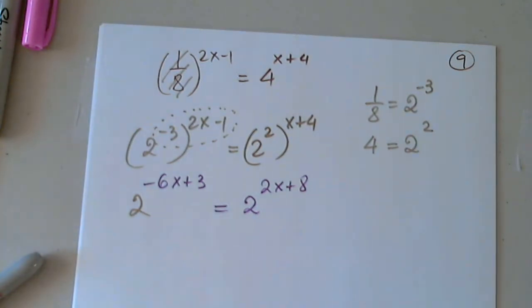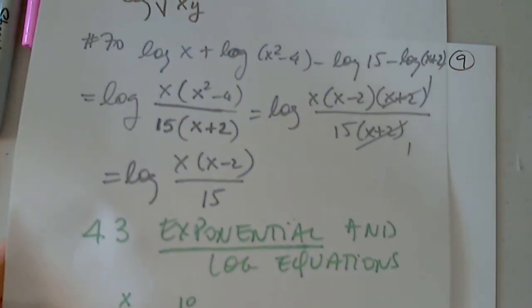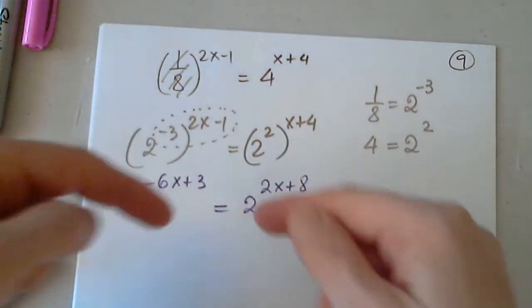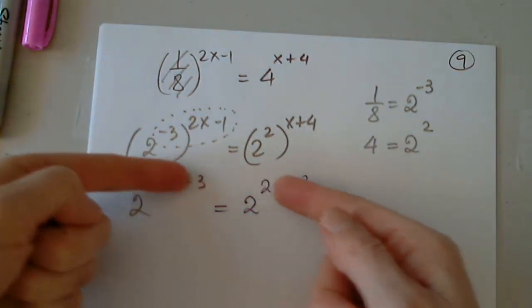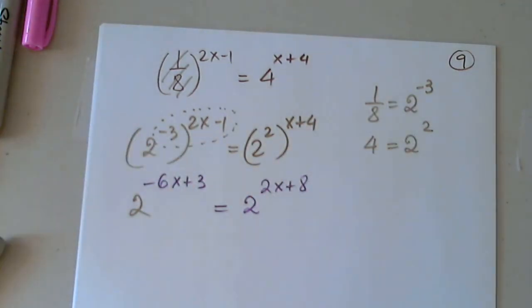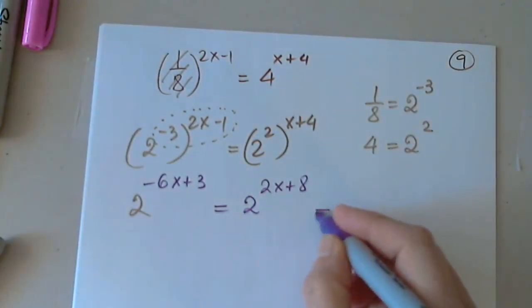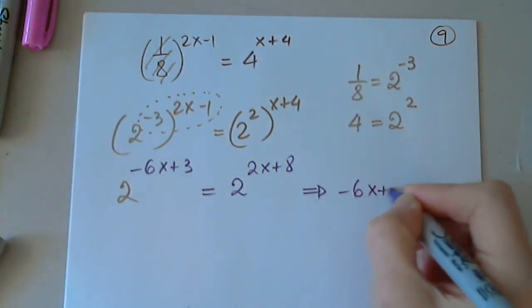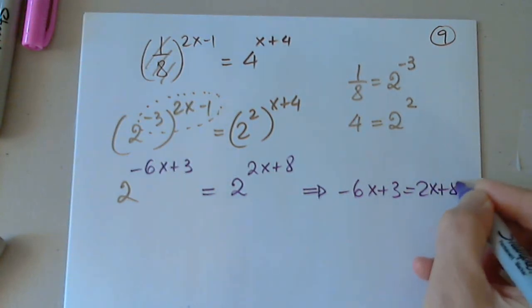Yes, I needed work, but now it reduces to this. Two numbers are equal and they have the same base. What has to happen to their exponents? And there is no other way. They must be equal. Excellent. -6x plus 3 must equal 2x plus 8.